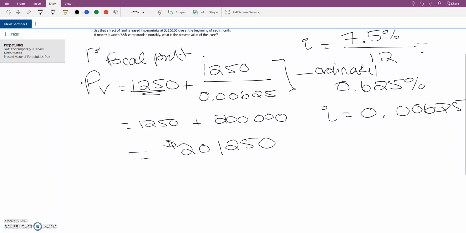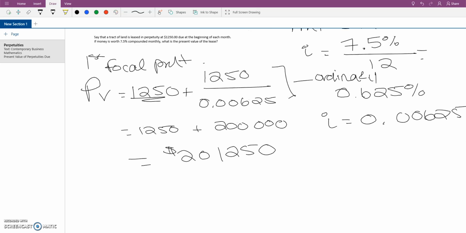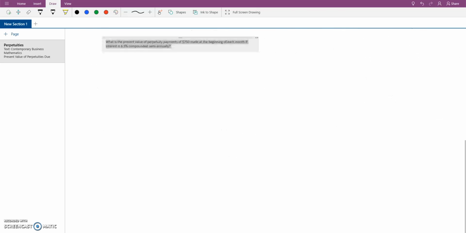Okay, so moving on. We want to know now, what is the present value of perpetuity payments of $750 made at the beginning of each month if interest is 8.5% compounded semi-annually? So this is now a little bit different. After 7-8 minutes of talking, that was all there was: you have a two-term formula that brings you back what it is now due. You just got to figure out your interest. So let's quickly try another one.